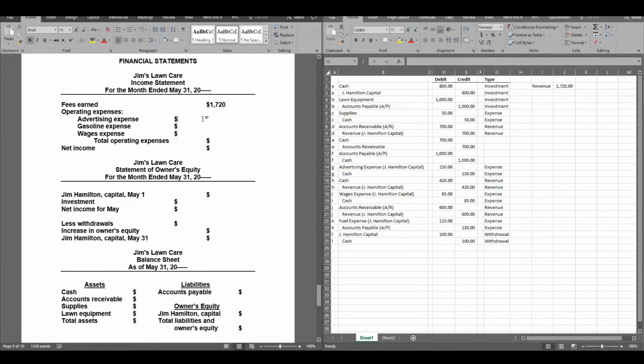1,720. That's how much revenue we earned. So advertising, gasoline, and wages expenses, right? So where's our expenses? Supplies. No, that's not there.